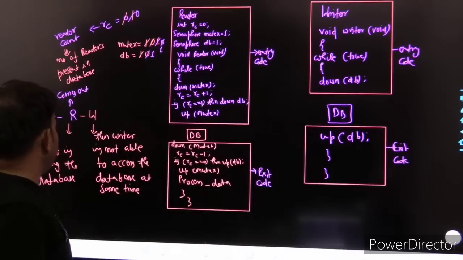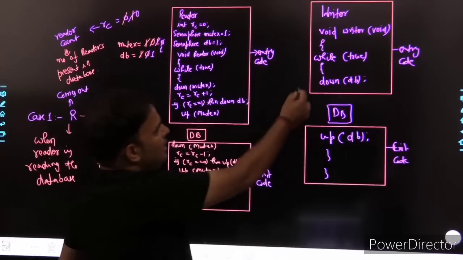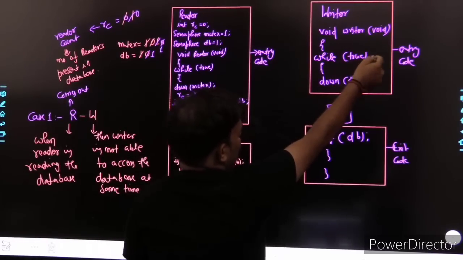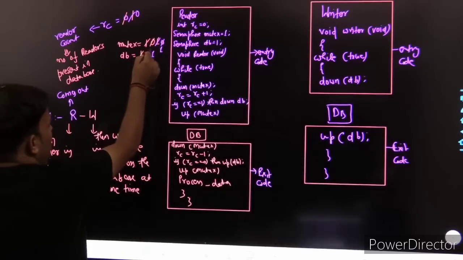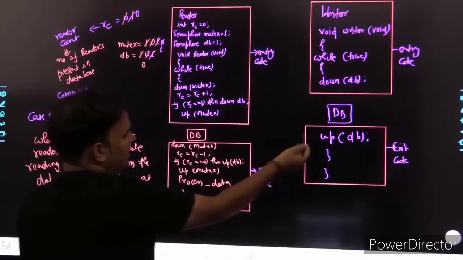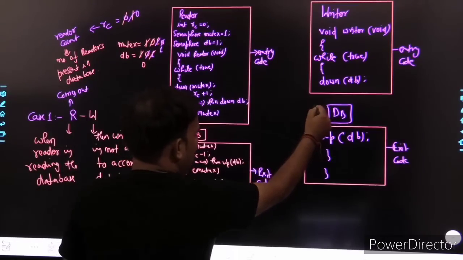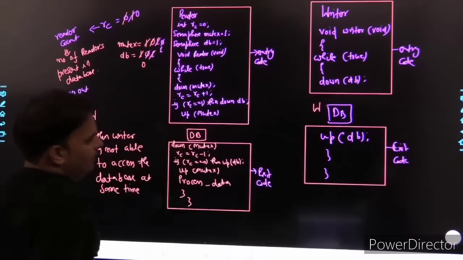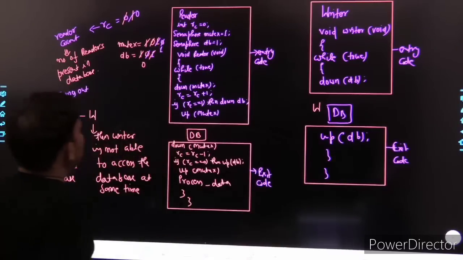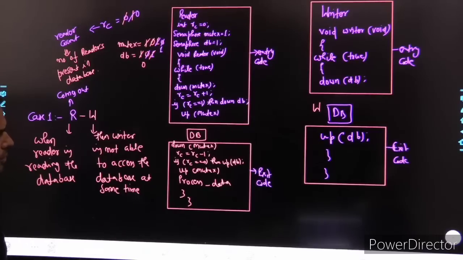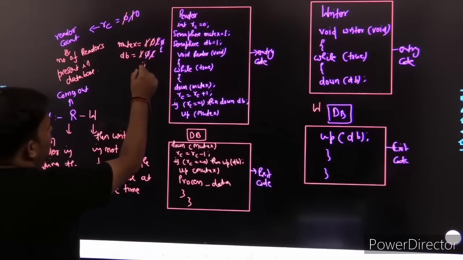Let's see. When the reader comes out, the writer needs to write this entry code. So while true, down DB, yes, we can perform the down operation on DB, so it can enter into the database. Now it can make changes in the database. When the writer wants to leave the database, it will do up of DB.